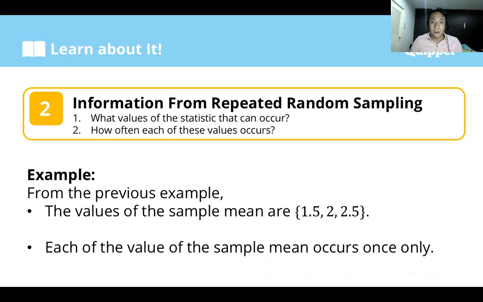na part. Okay? Una, what values of the statistic can occur? Yun yung mga nasa sample mean. How often does each of these sample means occur? So yun naman papasok siya doon sa probability. Okay? Just like this one, from the previous example, the values of the sample mean are 1.5, 2, and 2.5. Each of those values of the sample mean occurs once only, correct?